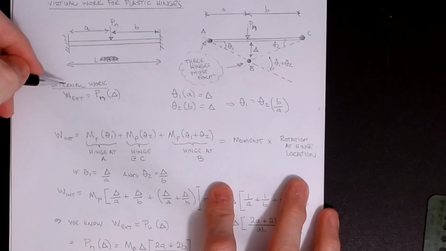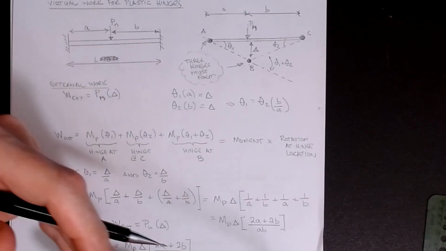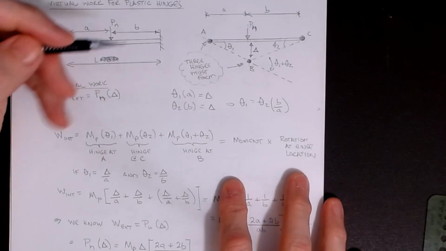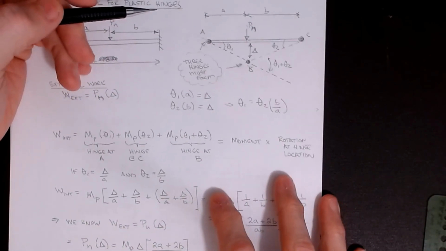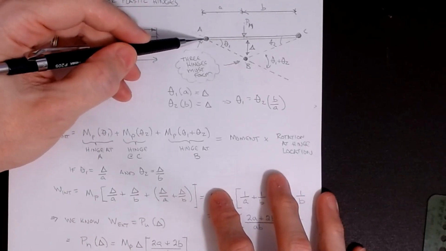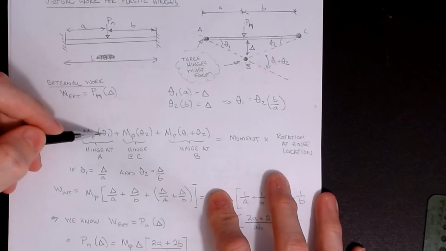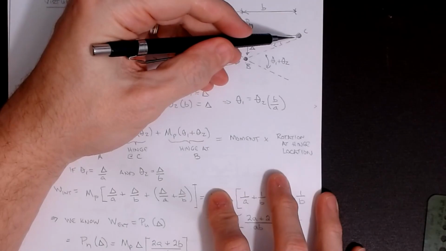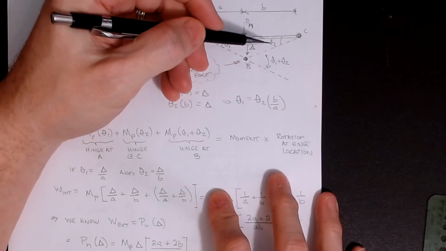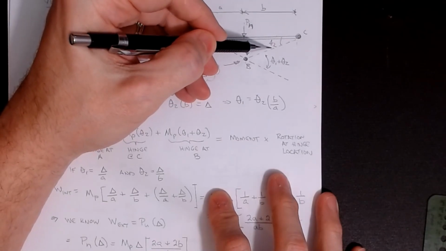That's the external work. The internal work is the rotation that takes place inside the elements, multiplied by the moment that's applied at that point. So for A, the moment is MP, and MP rotates through theta 1. So the first term is MP times theta 1 for the internal work. And the second one is our hinge at C, also MP, and it rotates through theta 2.